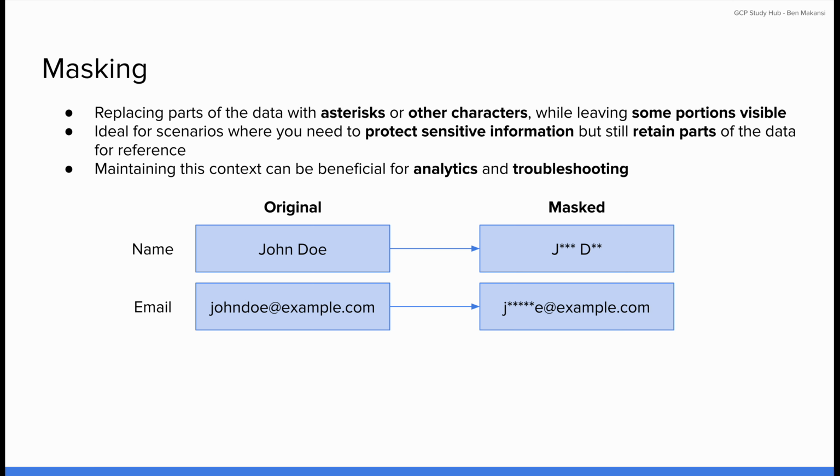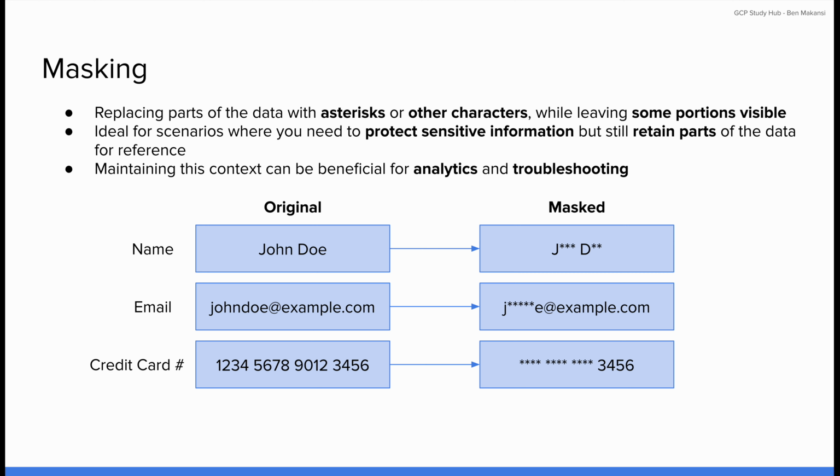With emails, the original John Doe at example.com becomes J followed by some asterisks, then E at example.com. So this keeps the structure of the email and the domain intact while hiding most of the username, which can be useful for troubleshooting while still hiding most of the address, or at least enough that it can't be copied exactly. In the case of a credit card number, we're masking all but the last 4 digits.